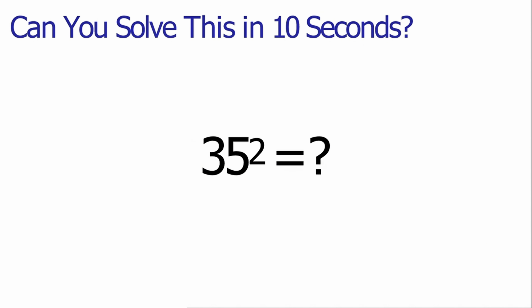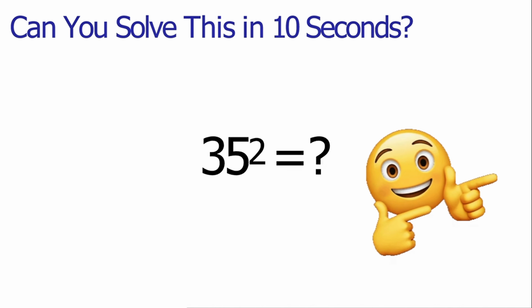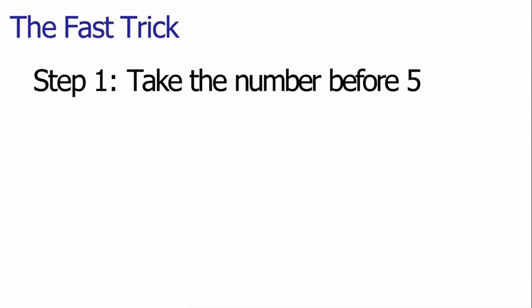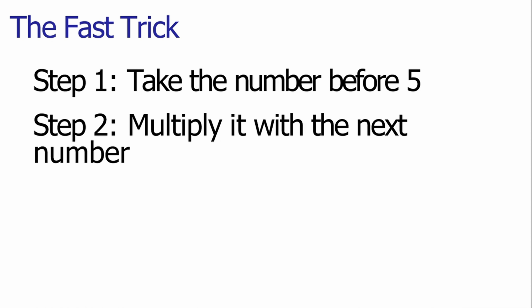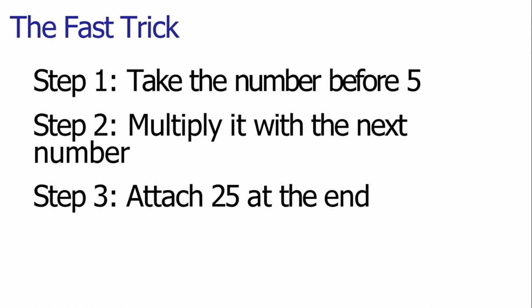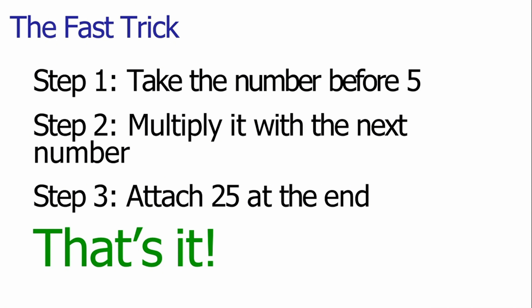In order to start the question, first of all, I'm going to tell you the steps that you need to follow to find the square of 35. The first step is to take the number before 5 that we have, then multiply that number with the next number, and you need to attach 25 at the end. Boom, that's all. We just get our answer.